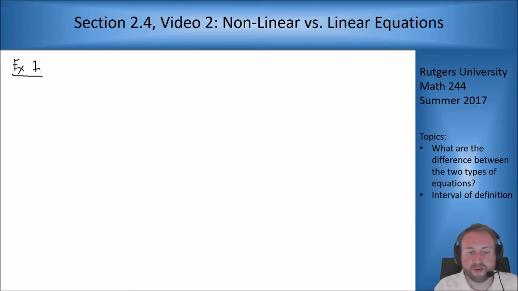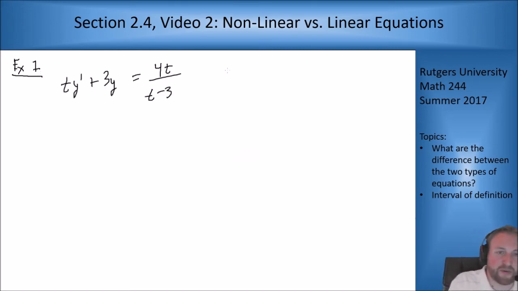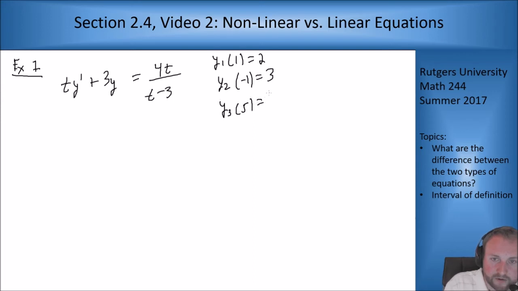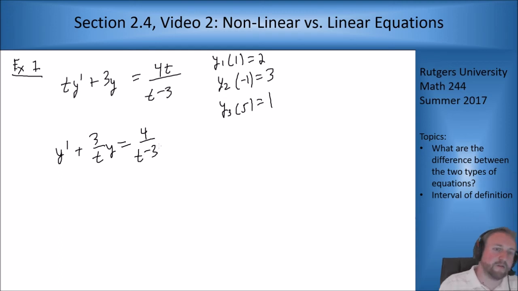So example one is going to be a linear equation. And I want to deal with three different initial conditions. y1 of 1 equals 2, y2 of negative 1 equals 3, and y3 of 5 equals 1. Now this is a linear equation, which means once we write it in standard form, I need the coefficient of y prime to be 1. So I get y prime plus 3 over t y equals 4 over t minus 3 is my standard form.